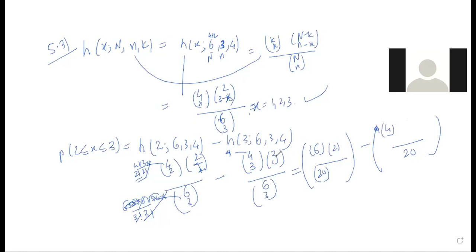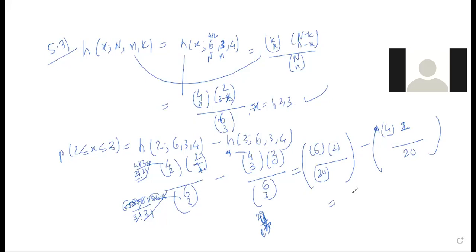Then 2C0 is equal to 2 factorial over 2 minus 0, which is 2 factorial, and 0 factorial is 1. So 2C0 is 1. Okay, then 6C3, I already wrote it down.